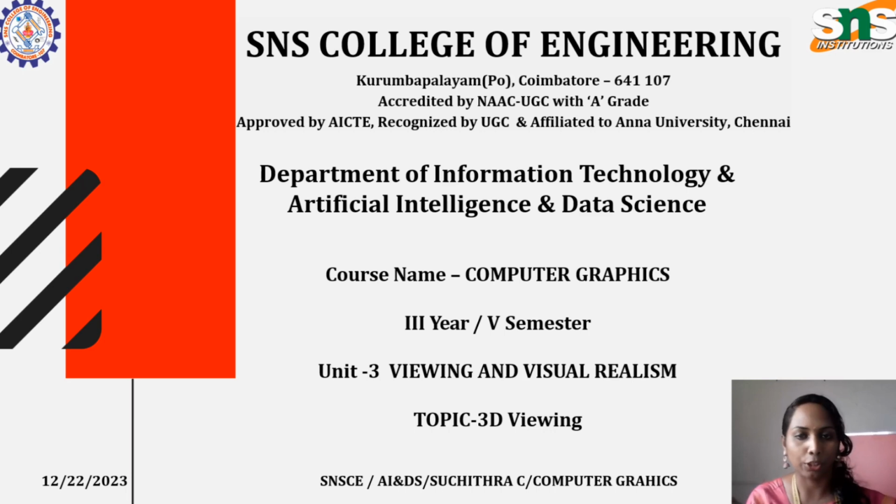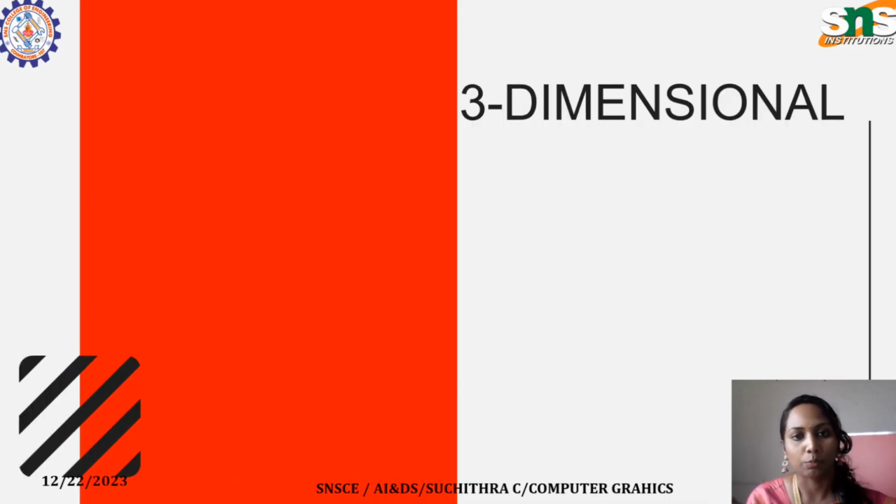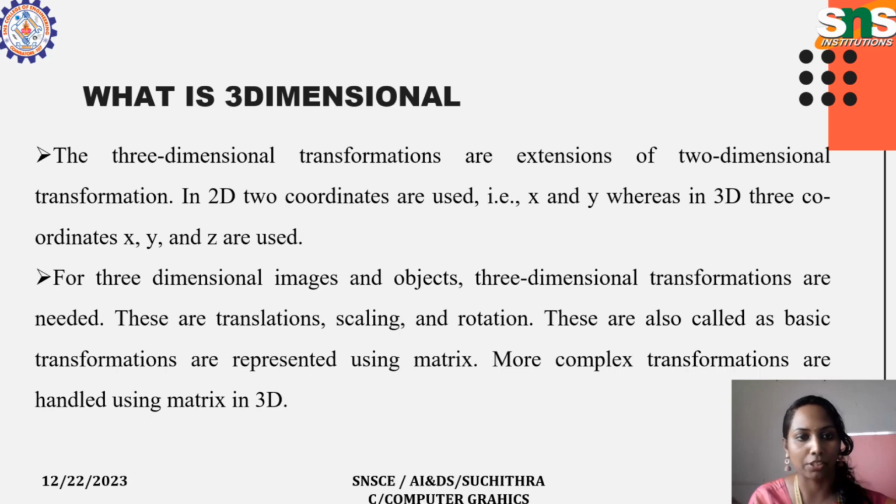Okay, now we are going to the topic. 3D viewing. Three-dimensional. We want to know what is three-dimension. Three-dimensional transformations are an extension of two-dimensional transformations. In 2D, two coordinates are used, that is x and y, whereas in 3D the coordinates x, y and z are used. For a three-dimensional image of an object, three-dimensional transformations are needed.